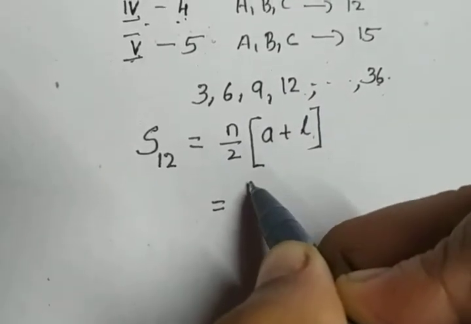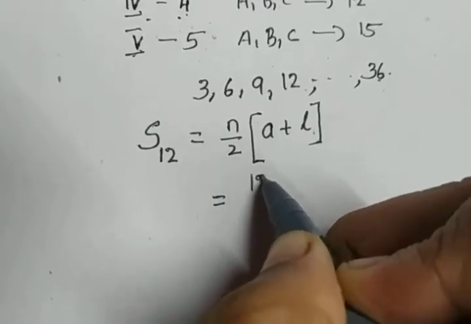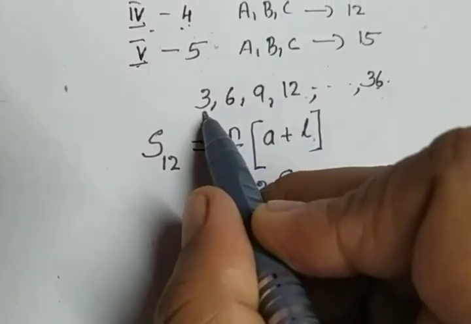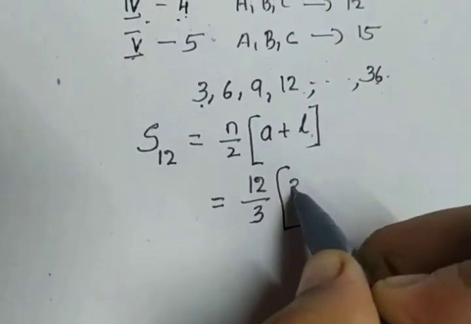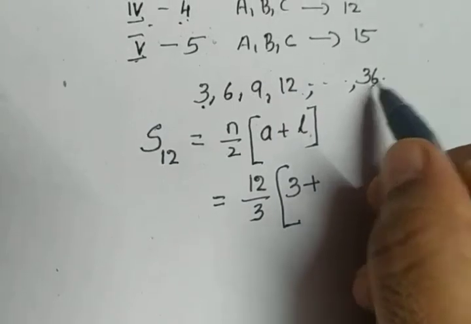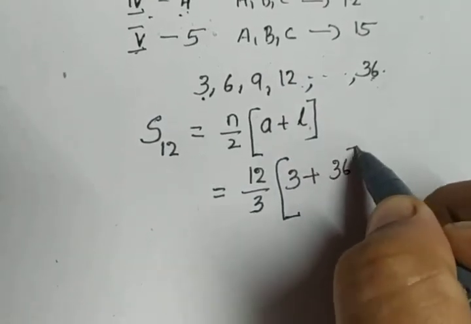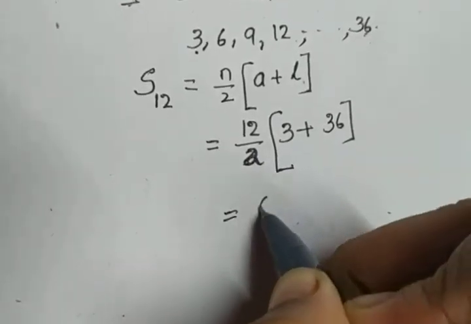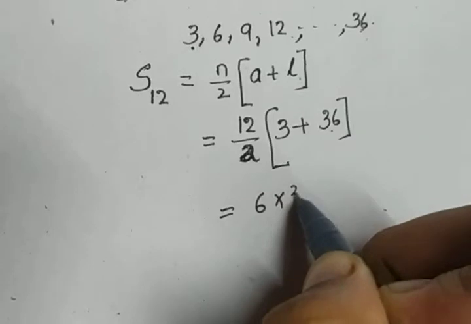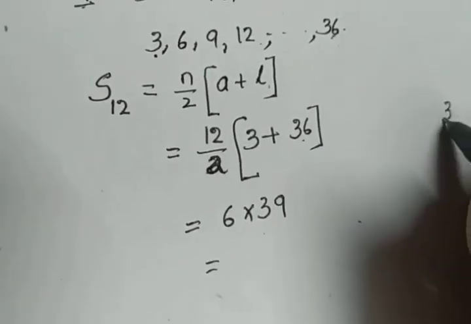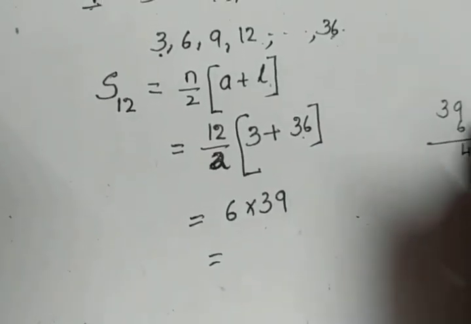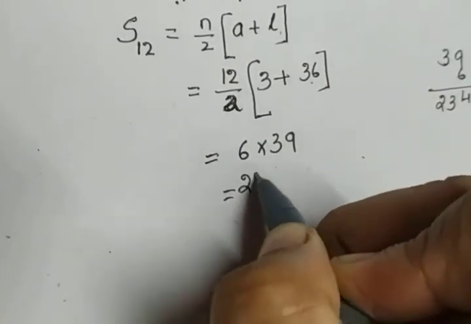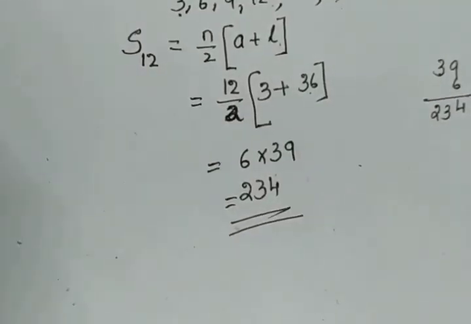n is the number of classes. How many classes are there? 12. So 12 divided by 2 into, what is the number of trees planted by the first standard students? 3. That is a, plus the 12th standard students planting 36. That will be the last number. So we are getting 12 by 2, which is 6, into 36 plus 3, which gives you 39. And what is 39 into 6? 6 into 9 gives you 54. 6 3s are 18, plus 5 gives you 23. So the total number of plants planted by the school is 234.